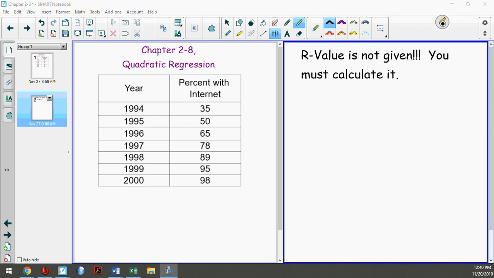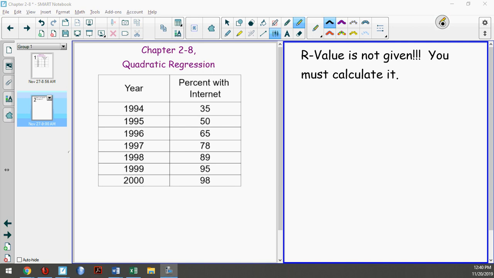All right, here we go. Today what we're doing is chapter 2.8, which is regression. But now we're doing quadratic regression instead of linear regression, okay? So if we're doing quadratic regression instead of linear regression, you need to understand the difference between them and why you would choose one over the other.